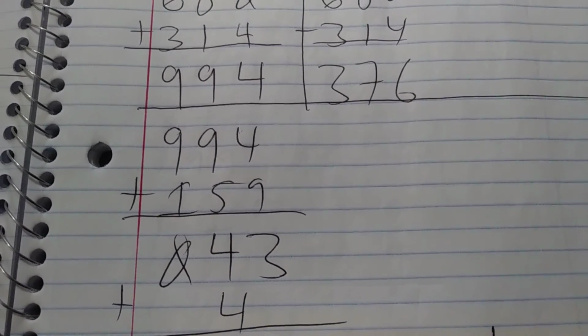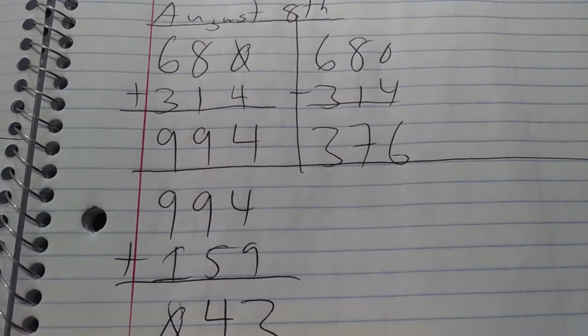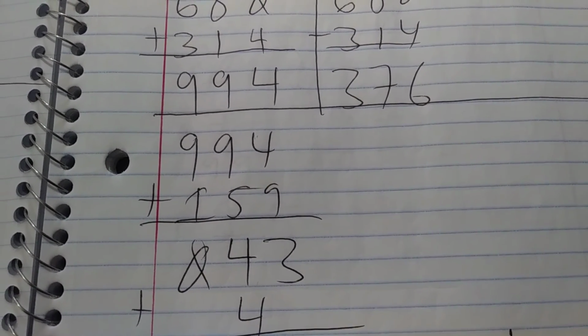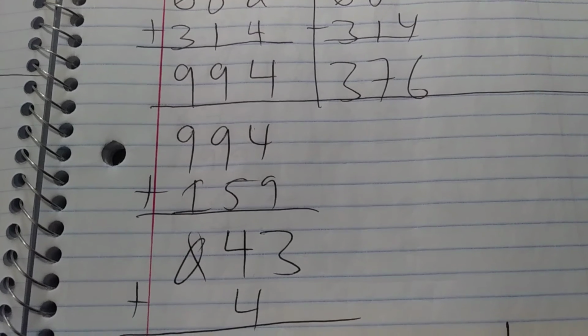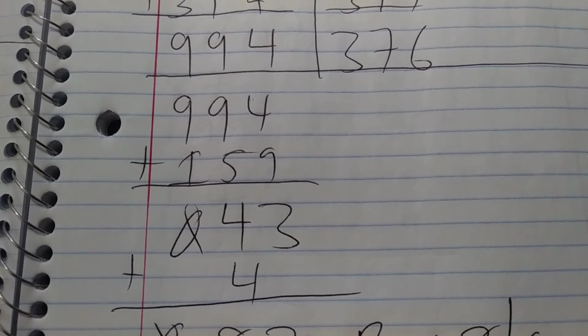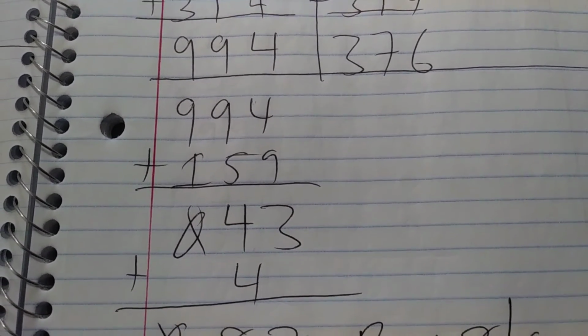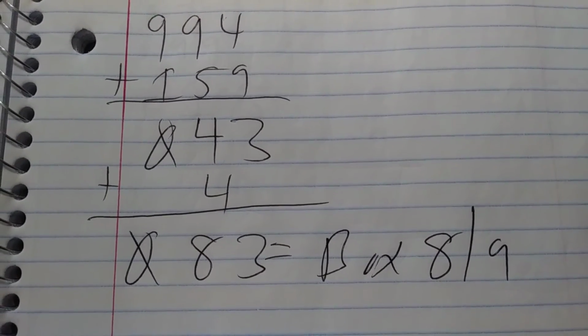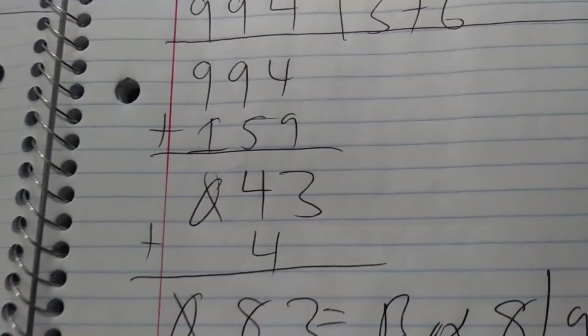You're going to take that 994, which is from right here. 994 plus 159 is 043. And then 043 plus 4 to that middle 4 is going to be 083. And that's going to be a box hit on 8-9.